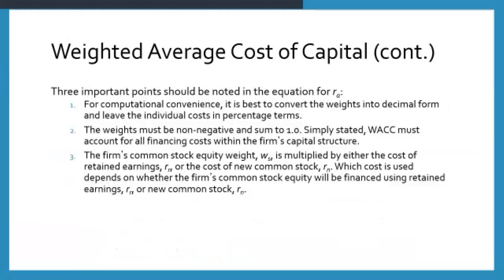The firm's common stock equity is multiplied by either the cost of retained earnings or the cost of new common stock, which cost is used depending on whether the firm's common stock equity will be financed with retained earnings or new common stock. Because we saw with retained earnings we got 13%, but with new stock we got 14%. So that's just some things to note. When you're doing this equation, you have to decide which source of financing they're using for the weighting. Can be both.